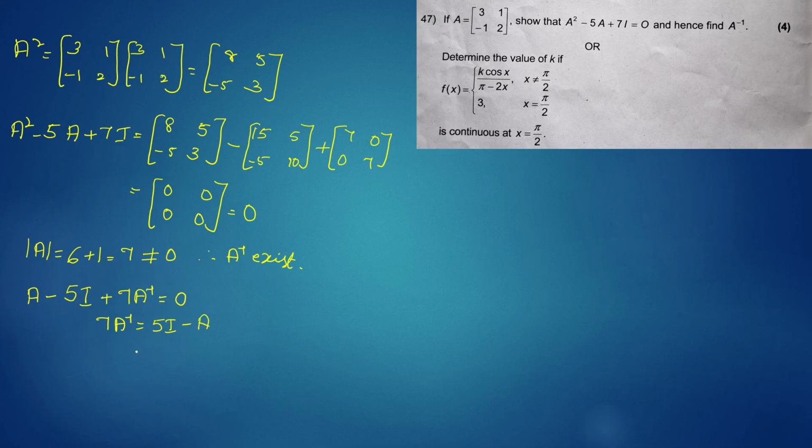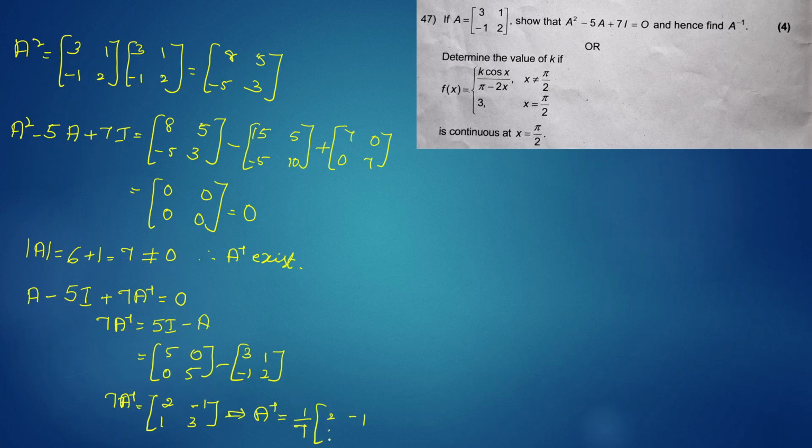If we substitute the values, that is 5, 0, 0, 5 minus A is nothing but 3, 1, minus 1, 2. If we subtract the terms, then we get 2, minus 1, 1 and 3. This is the value of 7 into A inverse. So, if we want A inverse, then A inverse will be equal to 1 by 7 into 2, minus 1, 1 and 3. This is the required solution.